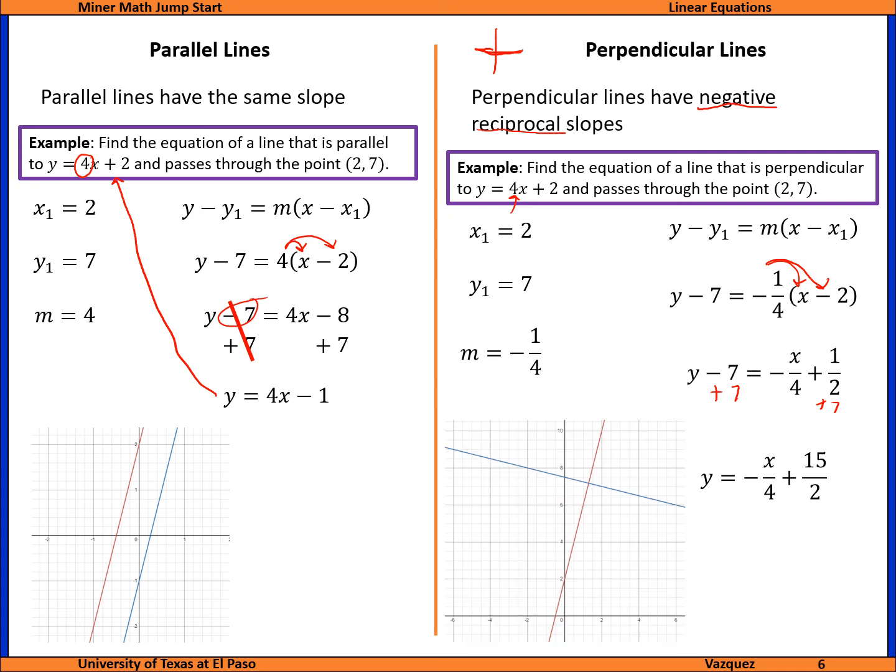And again, what does that look like? That looks like this. So our red line is our original equation. Now our blue line is this equation right here: y equals negative x over 4 plus 15/2. Now those lines are perpendicular.